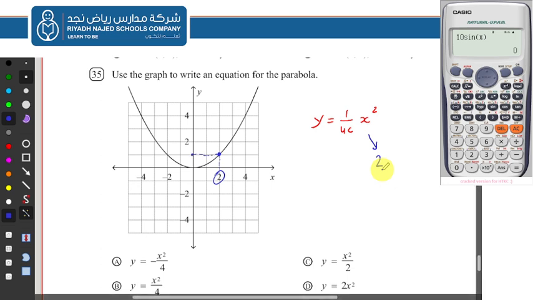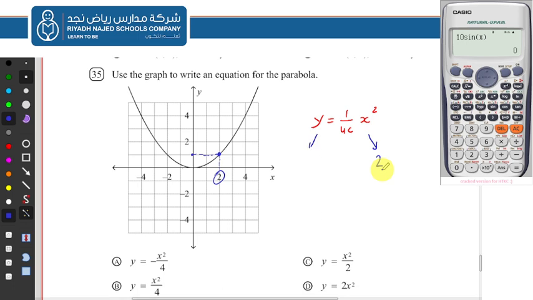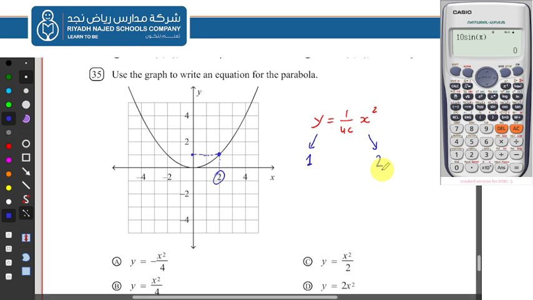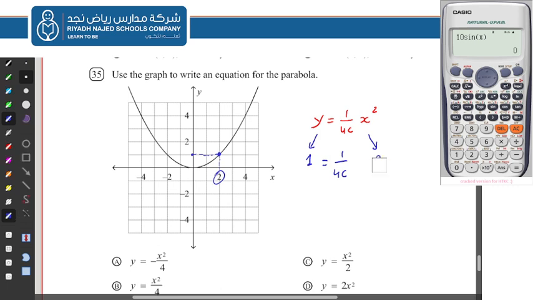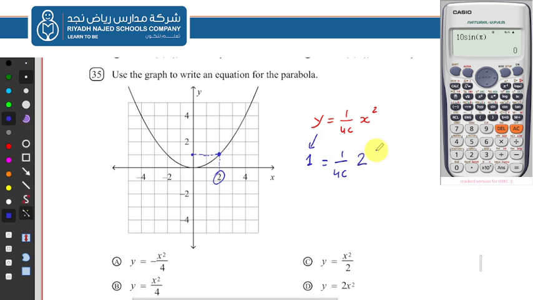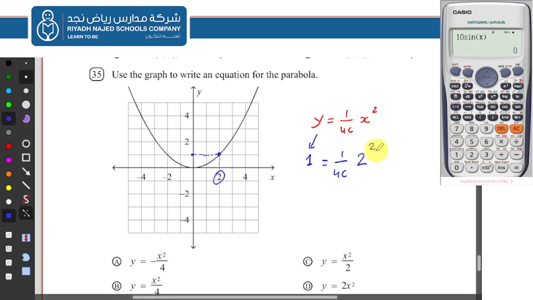This point belongs to the parabola. And when x is 2, y is equal to 1. So we will use this. Y equals 1, using the equation 1 equals 1 over 4c times x squared, but x is 2, so 2 squared. And we get an equation. The unknown here is c. We have to find c. This is a multiplication.